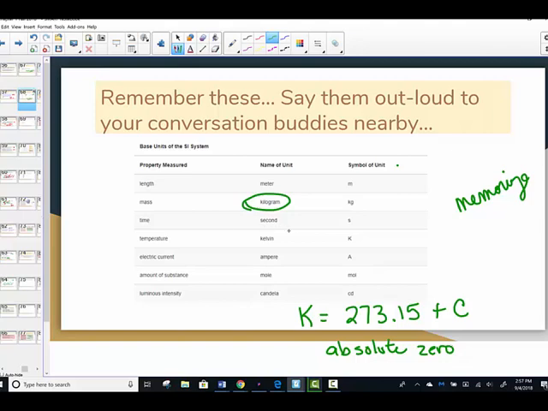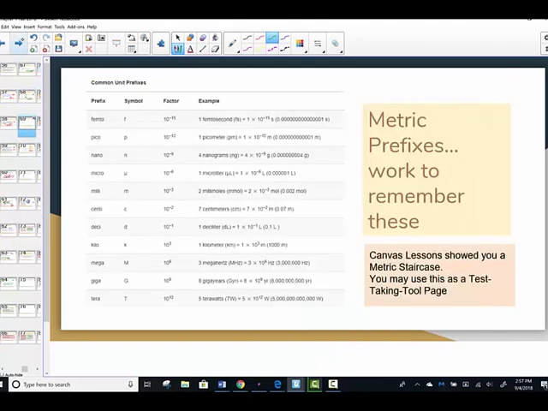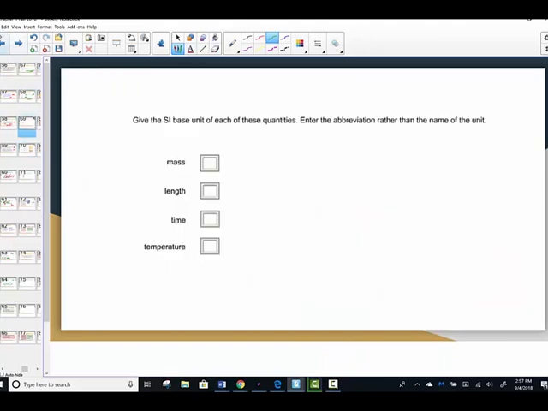Time in seconds, temperature in Kelvin, and we won't really be using luminous intensity or electric current in chemistry. But by far the central calculation of a chemist is the mole, the amount of a substance, abbreviated as mol. You're looking at an opportunity in that next Sapling question to practice the abbreviations. The mass is in a kilogram, the length is in a meter, the time is in a second, and the temperature is the Kelvin scale.